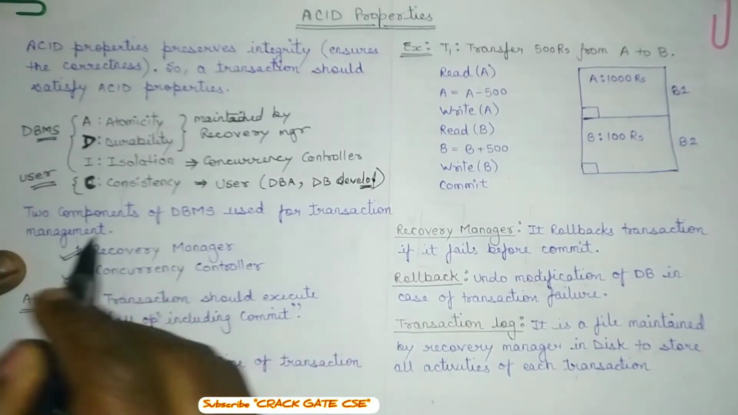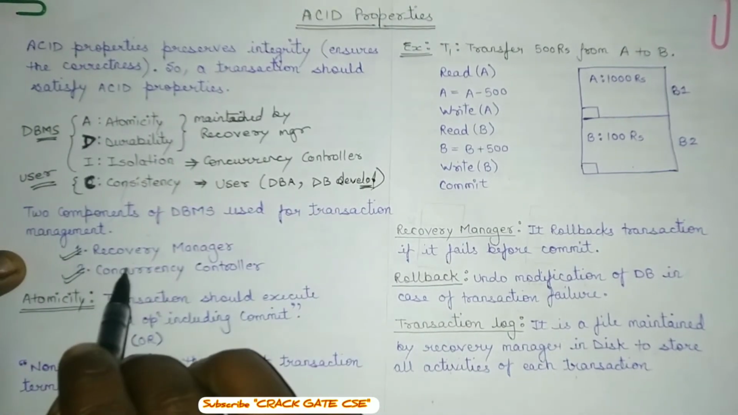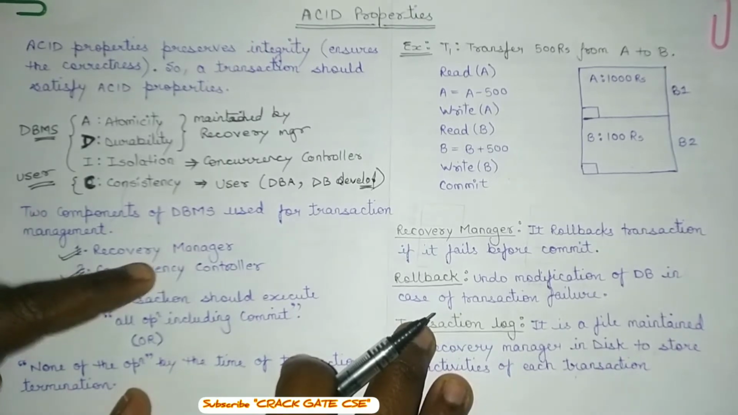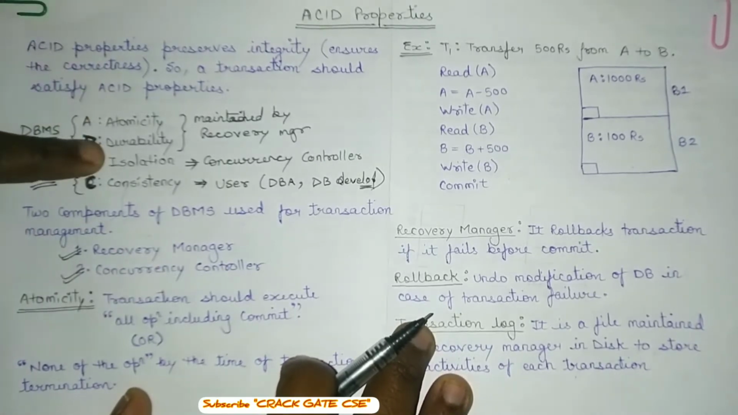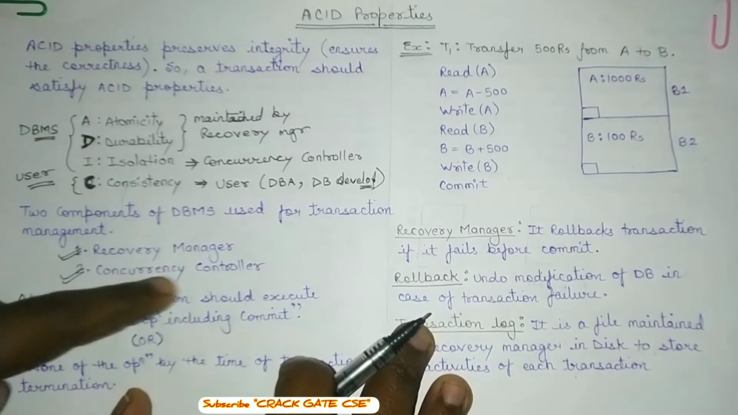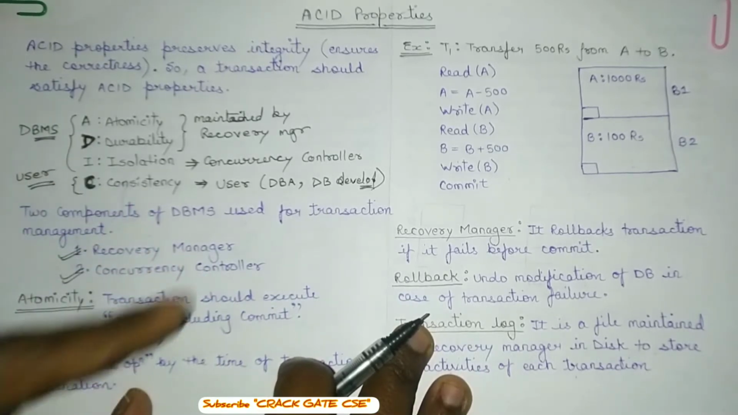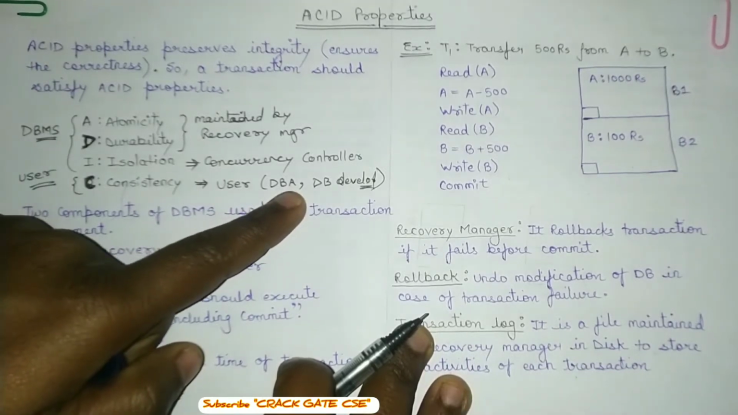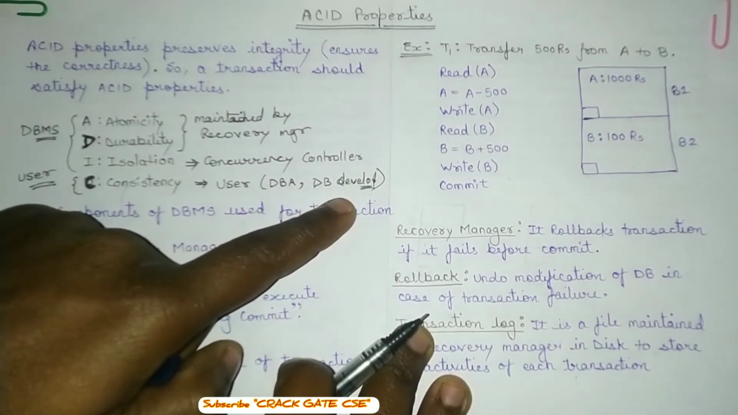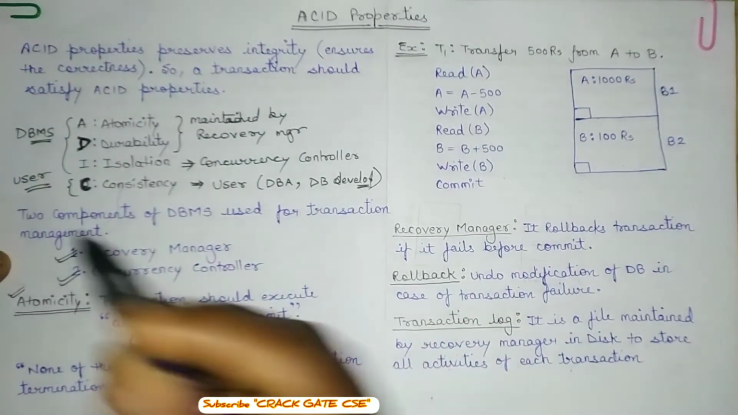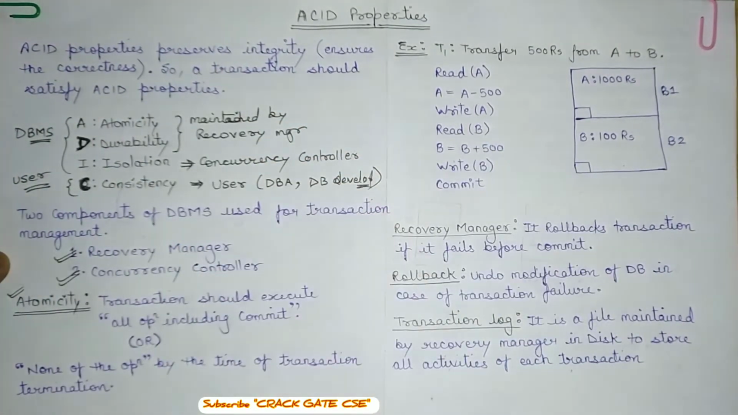So the two components used in a transaction are the recovery manager and the concurrency controller. The task of the recovery manager is to maintain atomicity and durability. The task of the concurrency controller is to maintain isolation, and the task of the user, which is a database administrator or a database developer, is to maintain consistency. Now let's understand all of these properties one by one.